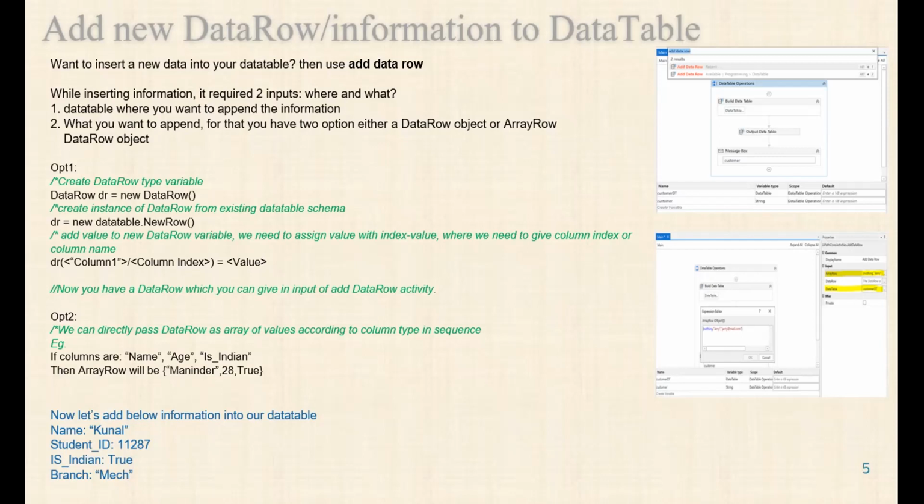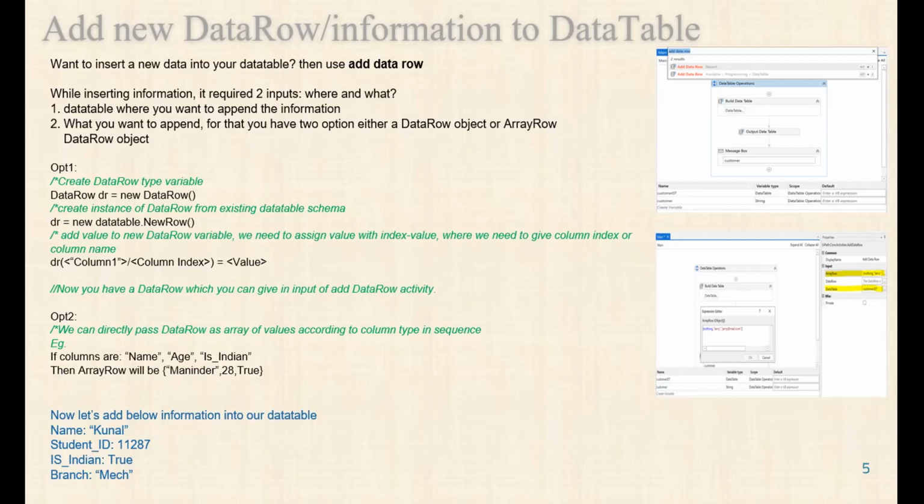Appending data is very easy. You take a first data table, you take a second data table, and put it in the first one. Done. That's append. But when you have to add one by one information, particular information, add data row information in a data table, let's see how we can add it.